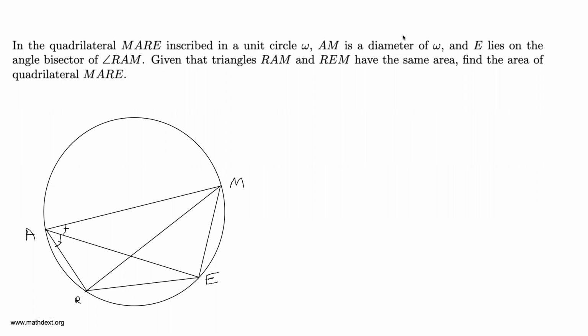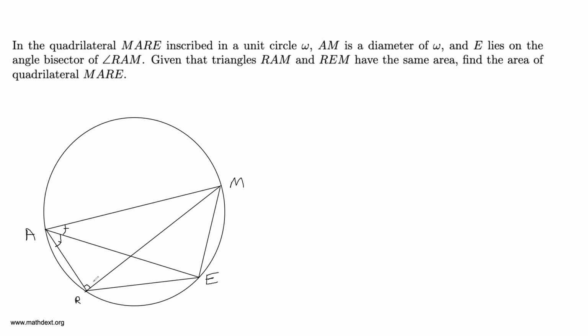Okay, so I started out with a diagram over here, and I've marked these two equal angles. Since E is on the angle bisector of this angle, angle MAE is equal to angle EAR. We can also mark angle ARM, which, since AM is a diameter, is a right angle, since right angles subtend 180-degree arcs of a circle, right?